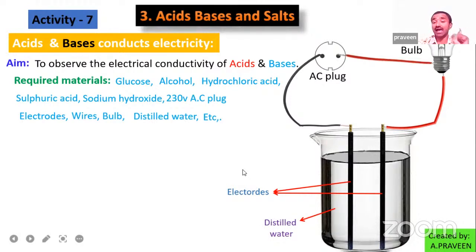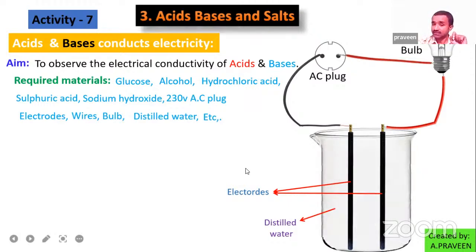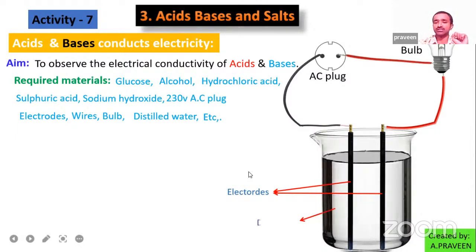Then I am adding an aqueous solution of an acid, suppose dilute HCl. Then switch on the bulb. What happened? The bulb glows. Did you get any difference in these two cases? Distilled water does not glow the bulb, but with dilute HCl, the bulb glows. So current is passing through the circuit.